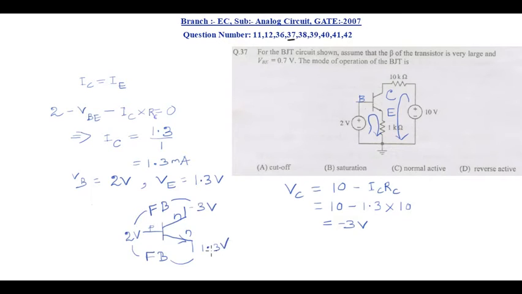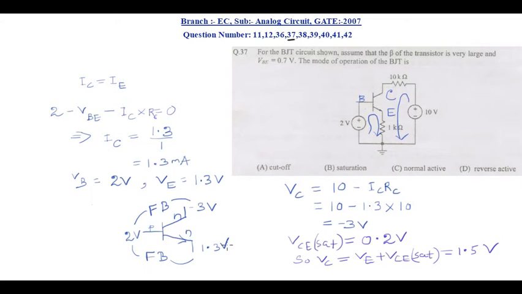Then let's look at the BJT. Here at the base we have 2 volt, at the collector we have minus 3 volt, and at the emitter we have 1.3 volt. So this junction is forward bias, and this junction is forward bias. As both the junctions are forward bias, the transistor will be in saturation region.